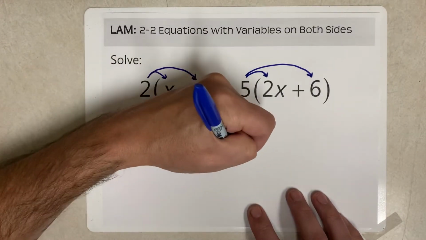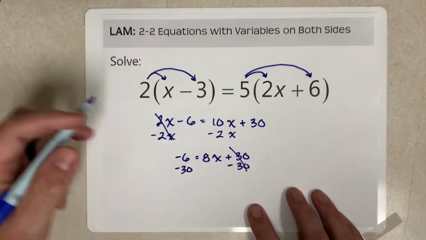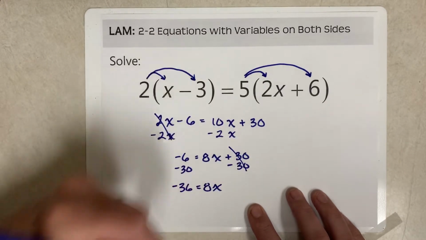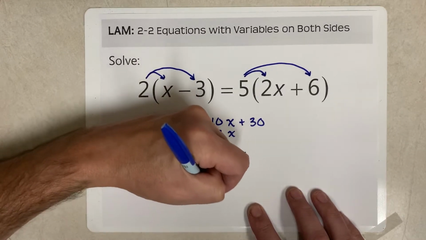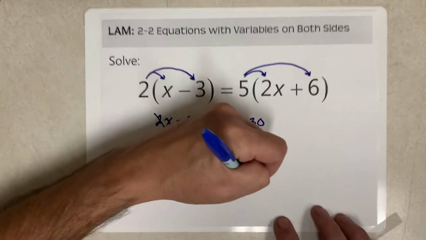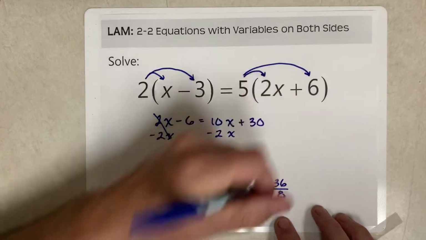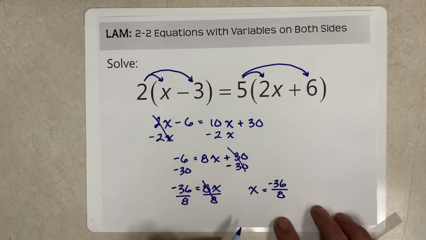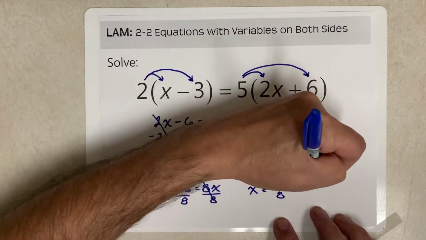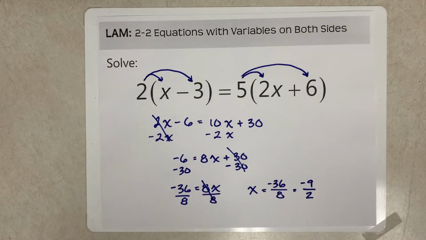Now I'm going to subtract 30 on both sides. And I get negative 36 is equal to 8x. Now we divide both sides by 8. And x is equal to negative 36 over 8. But I can divide both those by 2 again. Actually, I can divide them by 4. If I divide each by 4, I get negative 9 over 2. And that's my final answer for that one.